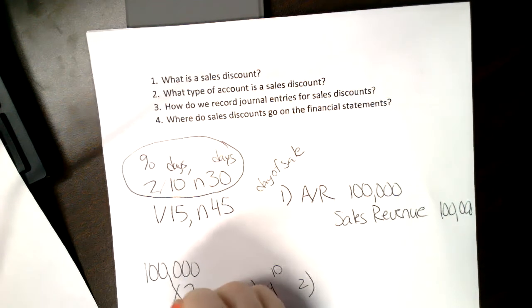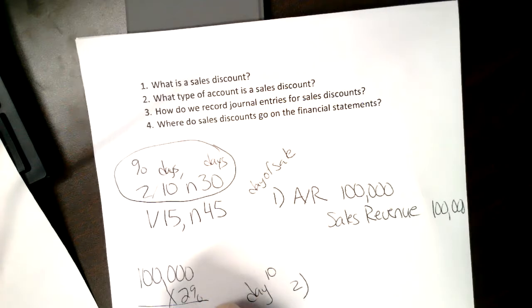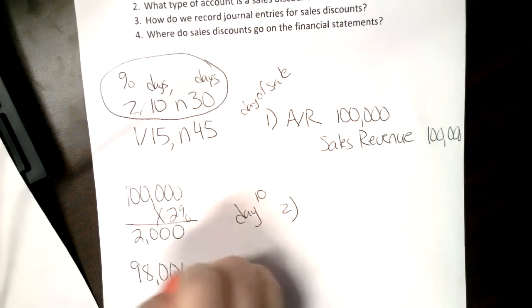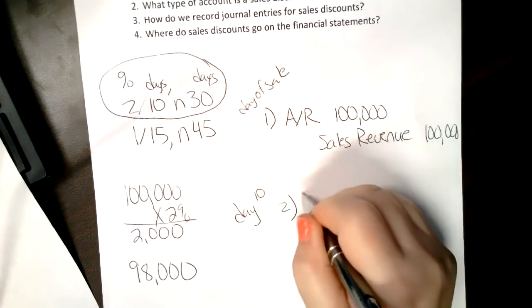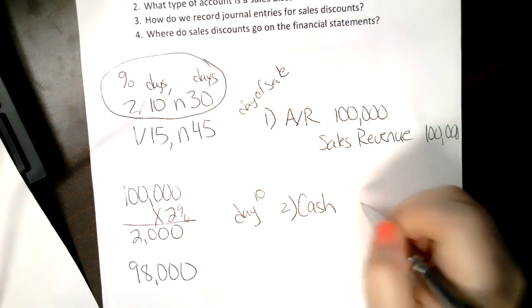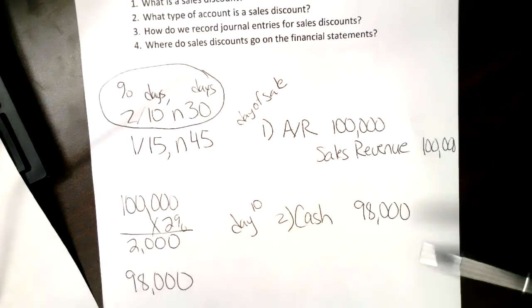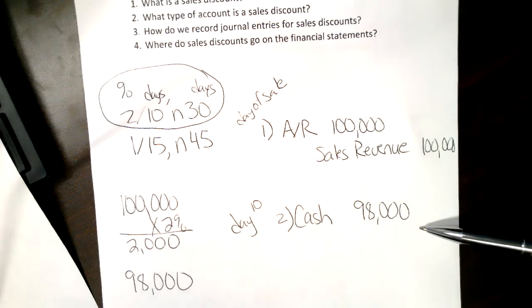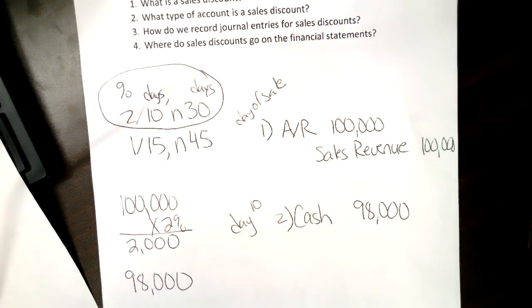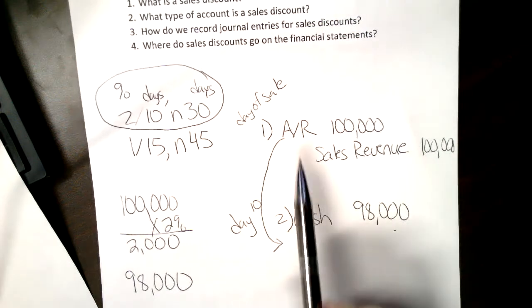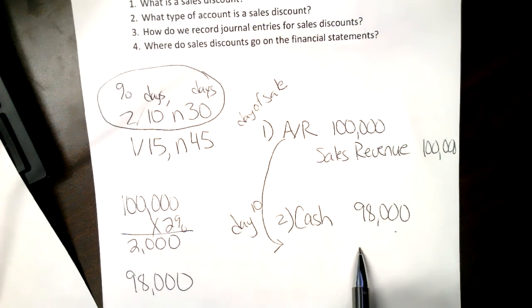So $100,000 times a 2% discount is $2,000. Now ask yourself, how much cash is Nike going to be receiving? They're just going to be receiving $98,000, right? So that is Nike's debit, cash of $98,000. Okay, what is our credit? So you ask yourself, from Nike's point of view, why did we get this cash? Did we earn more revenue? No, we didn't make another sale. We got this cash because Academy owed it to us. So we need to reduce this accounts receivable account.